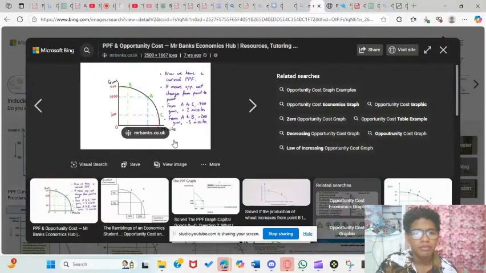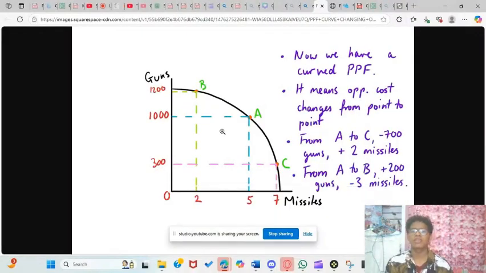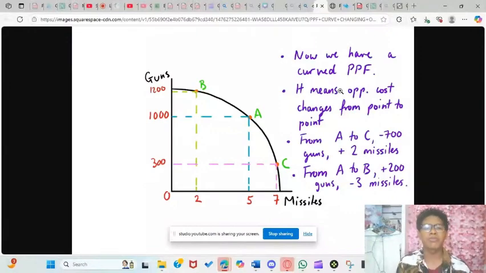Let me pull this up and view the full image. So from the image, we have guns, 12,000, 1,000, and this is quality. We have the two goods right here. Now we have a curve of the PPF, and there are different types of production possibility frontier. We'll look into that, right, guys? So this means our opportunity cost changes from point to point.